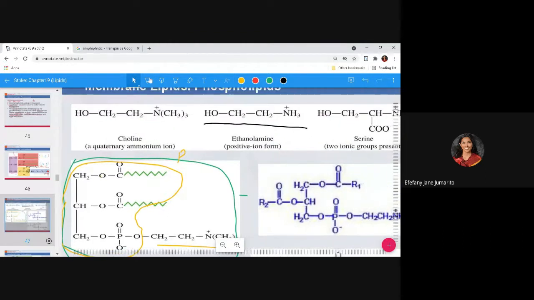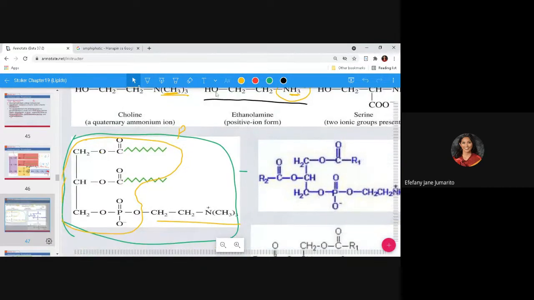Okay, the difference between choline and ethanolamine. Ethanolamine has this one: H3, whereas your choline is CH3 or methyl. Now, when this ethanolamine is placed on your phosphatidyl, it is no longer bonded as before. So what's the new molecule? Phosphatidylethanolamine, ma'am. All right.